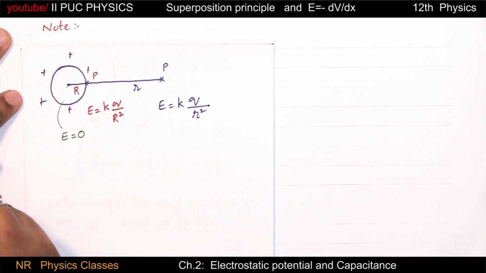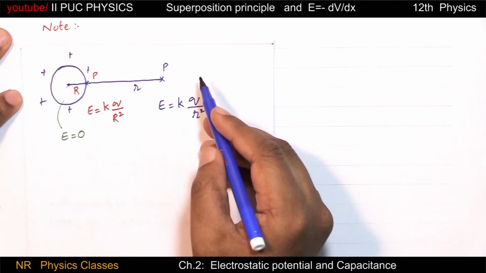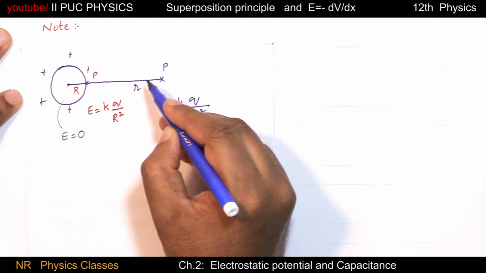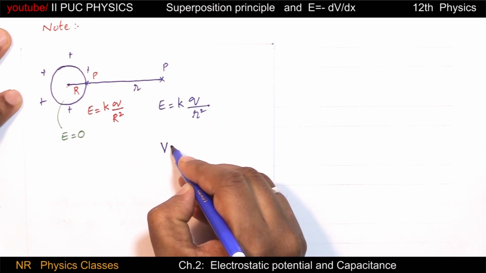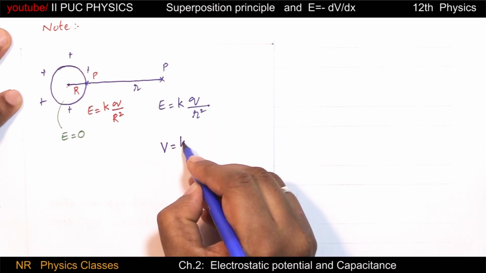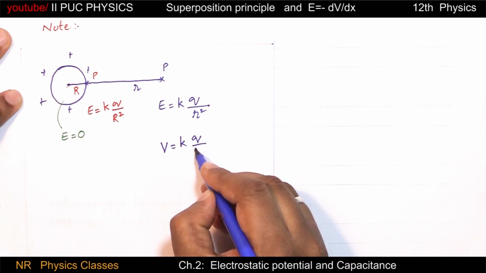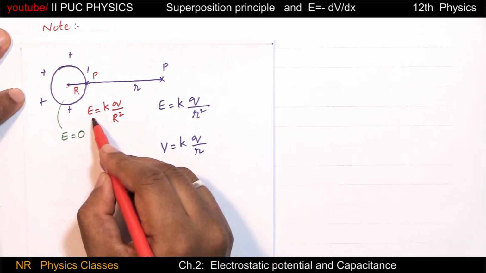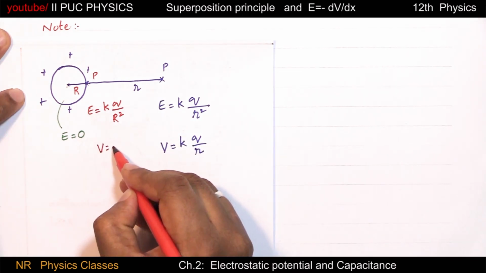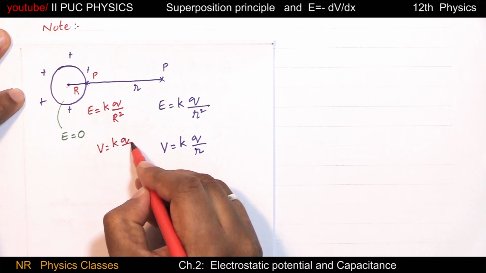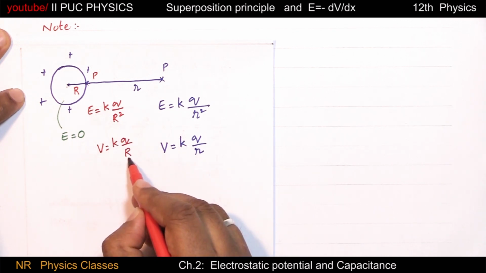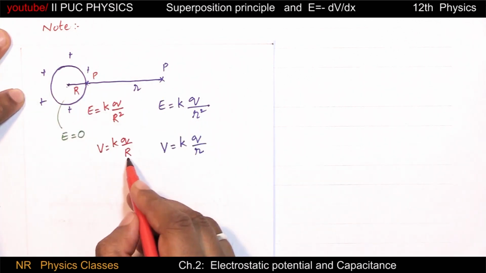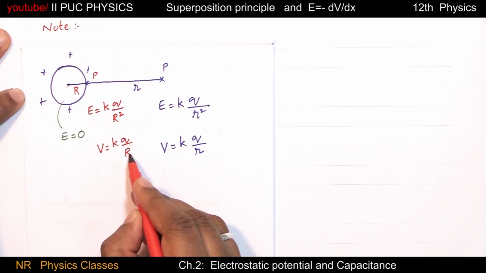In this chapter there is no derivation. Similarly, we can say that the potential at a point outside a charged shell is constant Q by r. We should consider the distance from the center to P. The potential on the surface is constant Q by capital R. Observe capital R and this small r. Capital R is the radius of the shell.